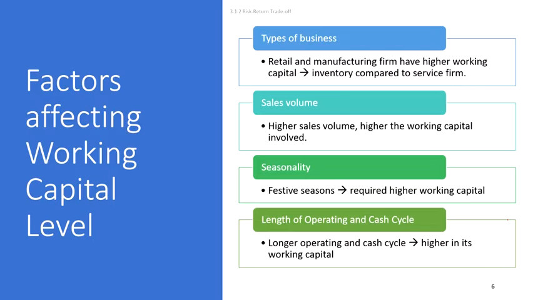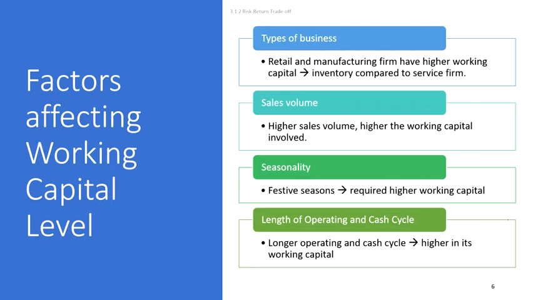Okay, second factor is sales volume. The higher the sales volume, the higher the working capital involved. Okay, sebab dia banyak current asset. Third factor is seasonality. Festive seasons will require higher working capital. Okay, sebagai contoh, let's say kita buka retail. Okay, so kita buka supermarket lah. Bila hari raya je, of course kita akan stok kita punya inventory banyak sebab orang akan beli. Okay, that's why festive season we require higher working capital.